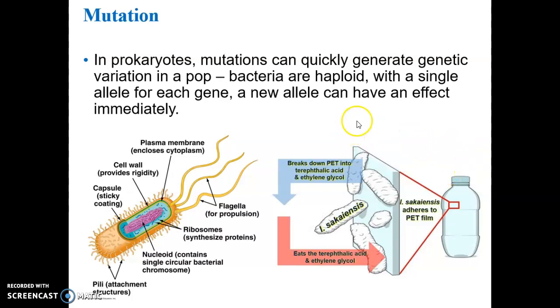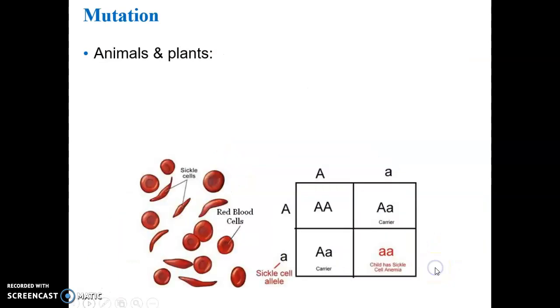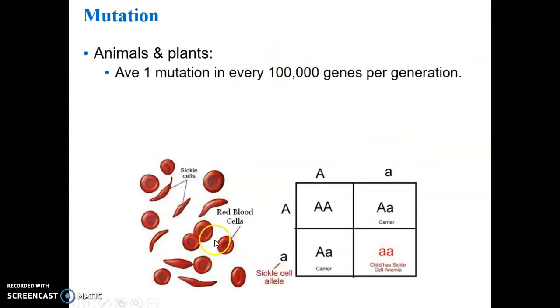So to finish up that last point, in this bacterium, this mutation allowed it to immediately benefit from its environment of having lots of plastic around to consume. Okay, so with animals and plants, it's a little more complicated because we have larger genomes.